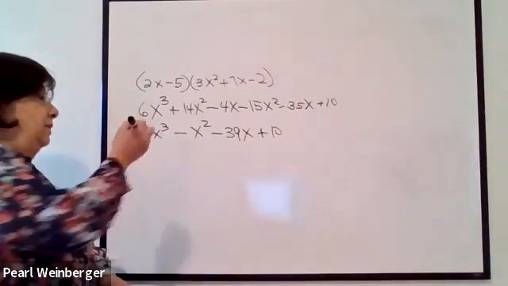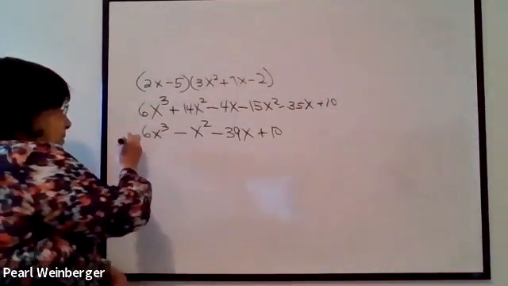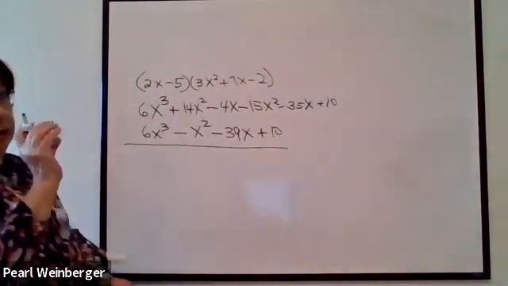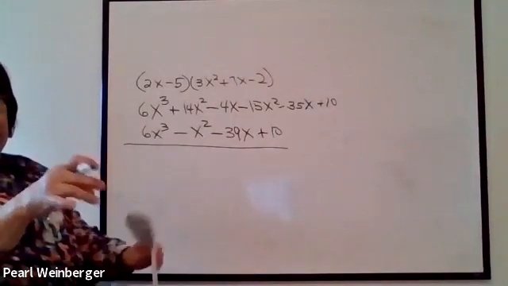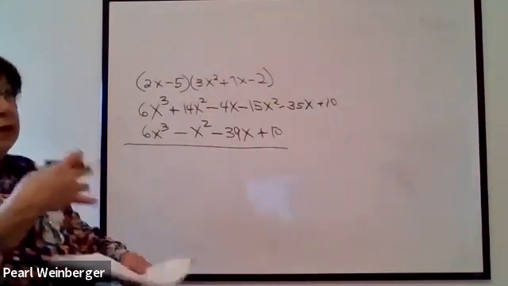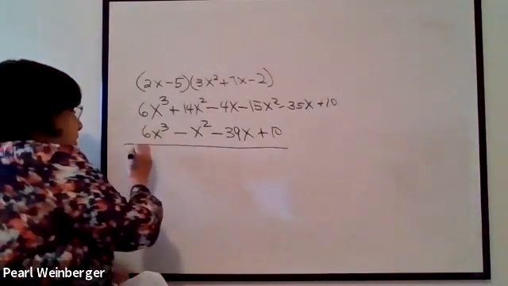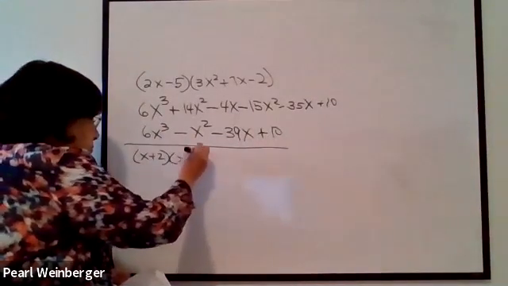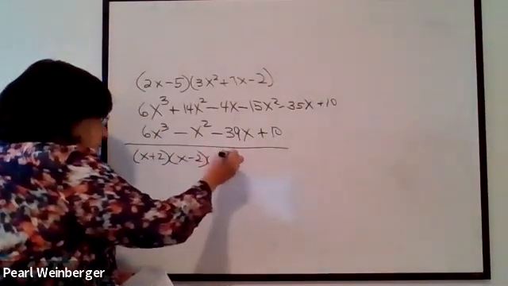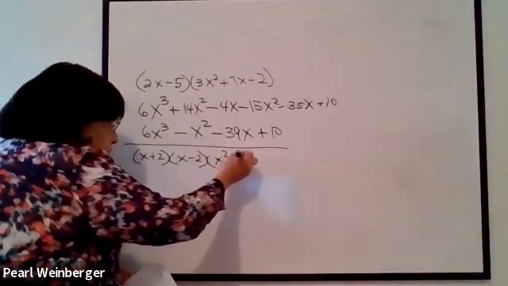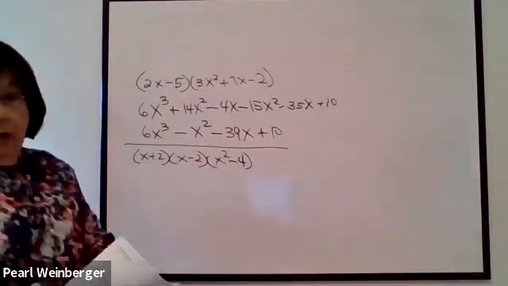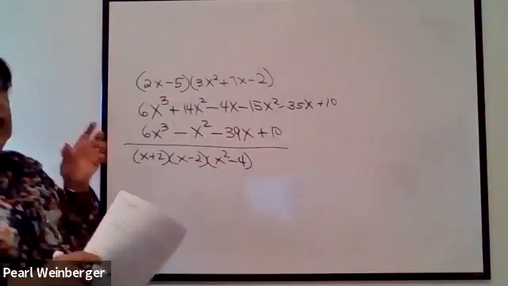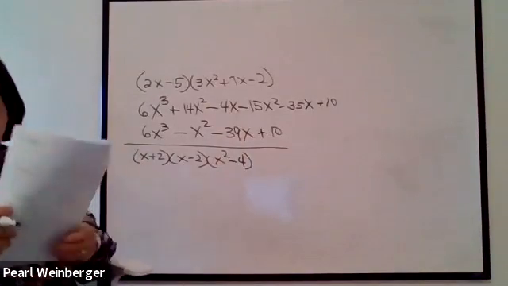Now, if you had something like this, let's say it's a different problem. Suppose I had 3 things that I want to multiply. How do we multiply 3 parentheses? Let's say I have x plus 2 times x minus 2 times x squared minus 4. Let's say I have that. I have 3 binomials I want to multiply. How do I go about multiplying 3 things?